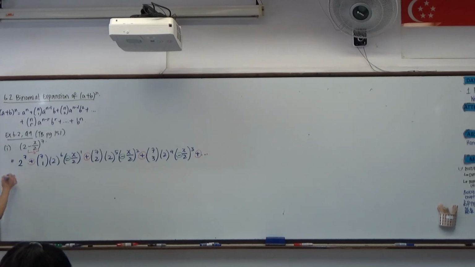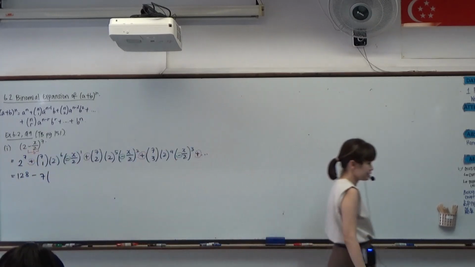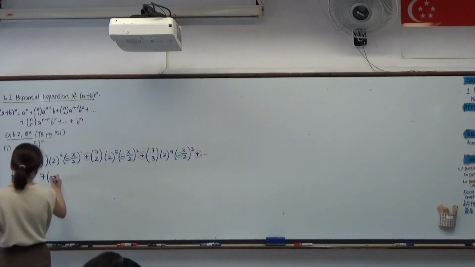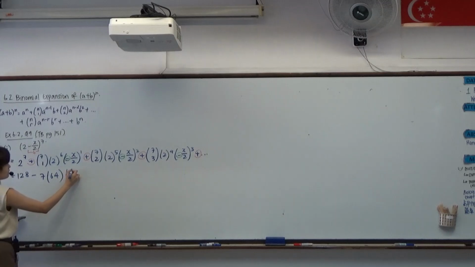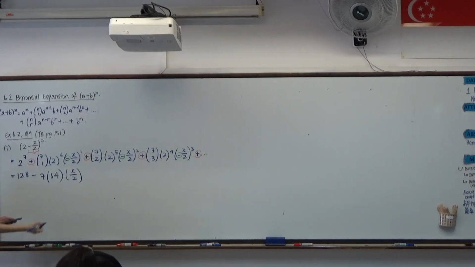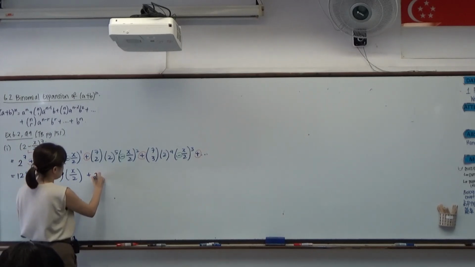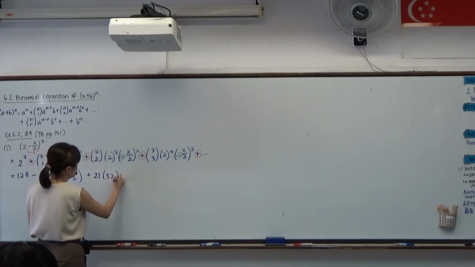Alright, so simplifying this expression, what you will get is 128. Then minus, because this is minus to the power of 1, so there will be a minus sign. 7 choose 1, you get 7. 2 to the power of 6, what do you get? Let me get my calculator. You will get 64, right? This will then be x over 2. Then 7 choose 2, it will be 21. 2 to the power of 5, 32.